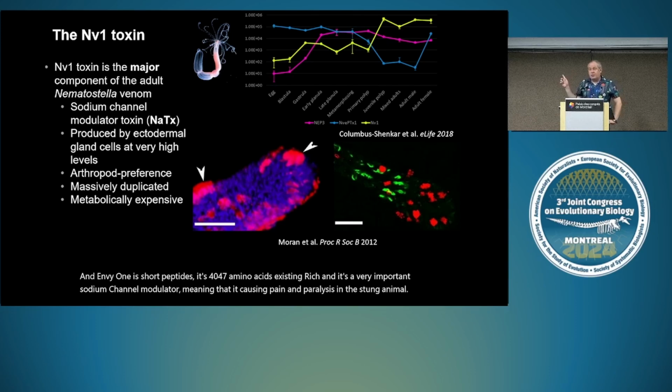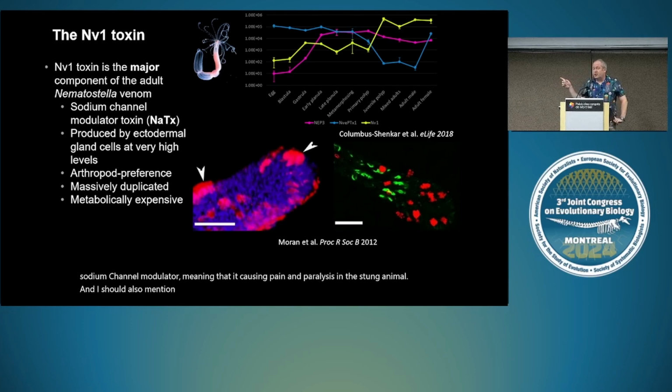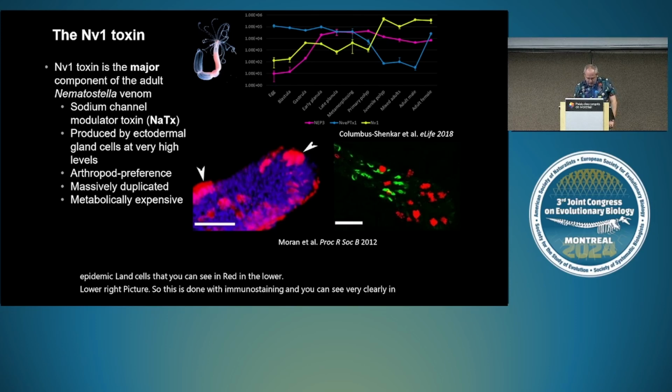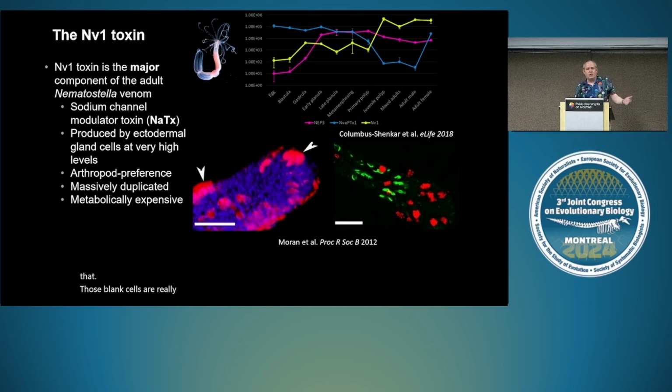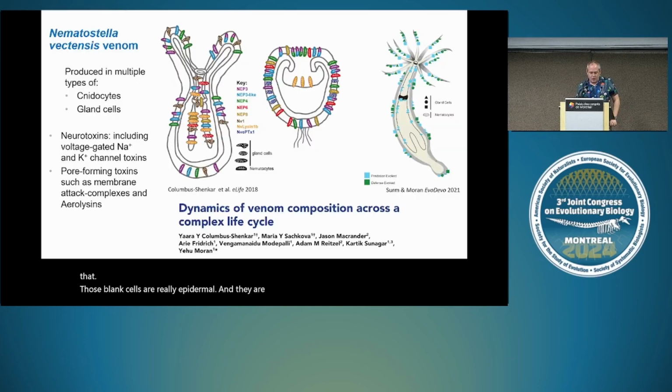I should also mention that unlike the initial expectations, it is not produced in stinging cells that typify all cnidarians, such as sea anemones, corals, and jellyfish, but it is actually made in epidermal gland cells that you can see in red in the lower right picture. This is done with immunostaining, and you can see very clearly in red that those gland cells are really epidermal, and they're secreting NV1 into the medium.